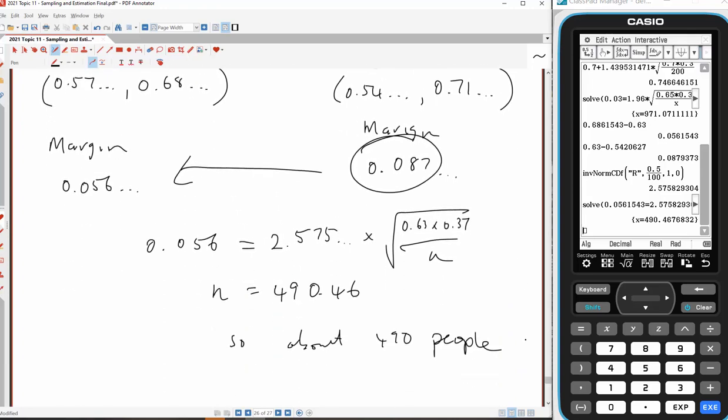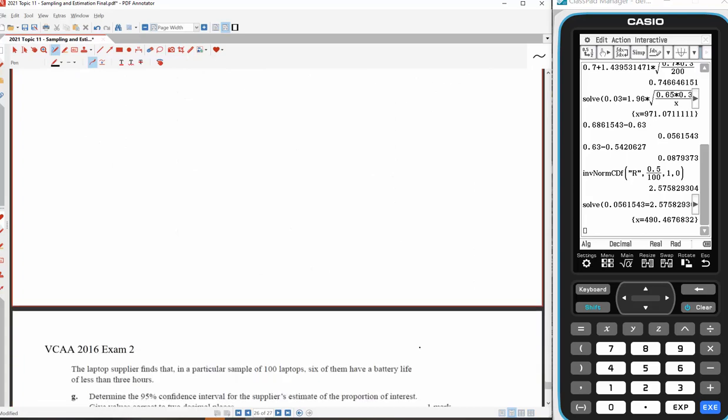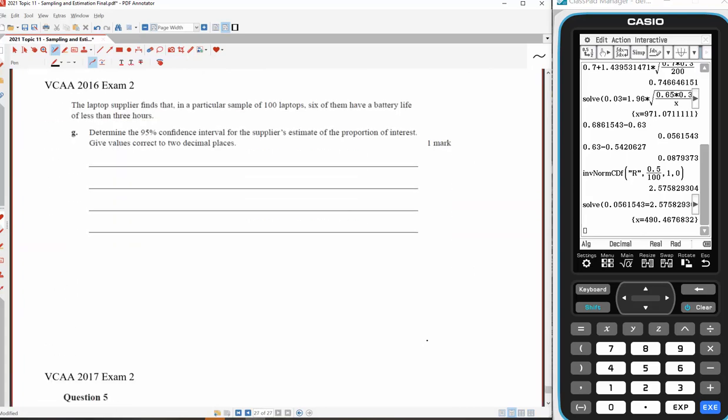Okay, and if we have an n value of 490, what that will do is decrease that margin of error. Okay, so that margin of error will drop to that. Alrighty, all right, almost there.